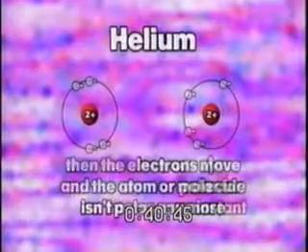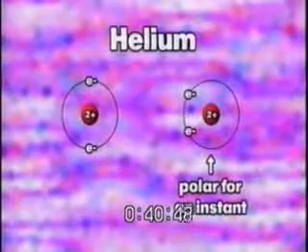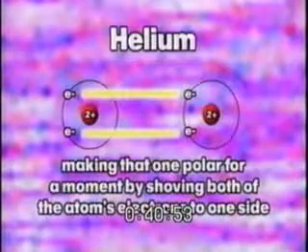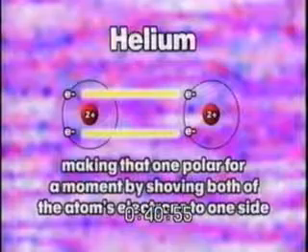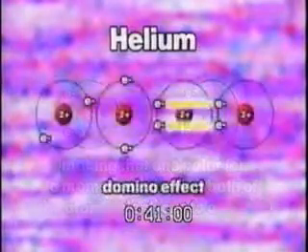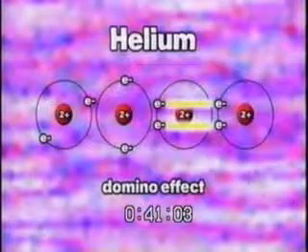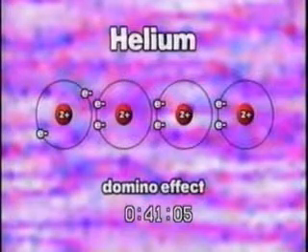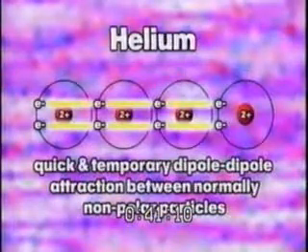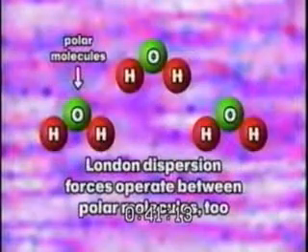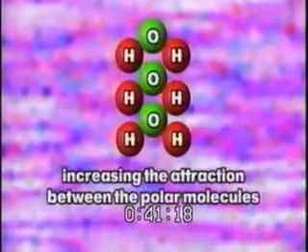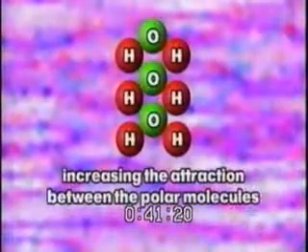But when one atom becomes polar for an instant, the force of its electrons on one side repels the electrons on the atom that's next to it, making that one polar for a moment by shoving both of the atom's electrons to one side. This can continue in a kind of domino effect until a whole bunch of atoms are polar for an instant. When this happens, you get a real quick and temporary dipole-dipole type attraction between normally nonpolar particles. London dispersion forces operate between polar molecules too, increasing the attraction between the polar molecules.